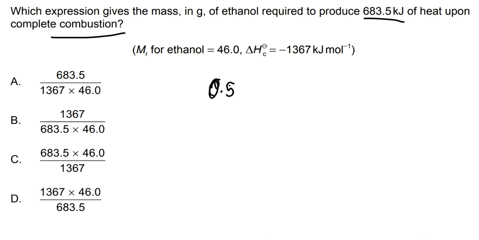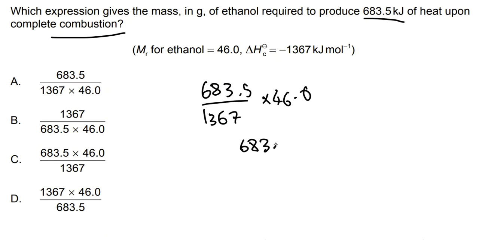burnt, but the actual calculation is going to be something like this: 683.5 over 1367. That's how many moles of ethanol we need. And to find the number of grams, we need to multiply that by the molar mass, which is 46.0. So 46.0 is going to appear in the numerator, and looks like we're going to get something like this. And this looks an awful lot similar to option C. So option C is going to be our correct answer.